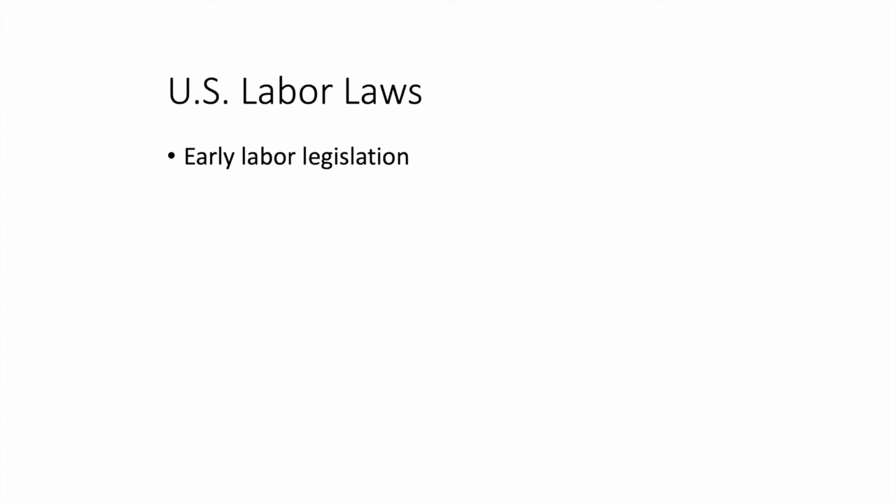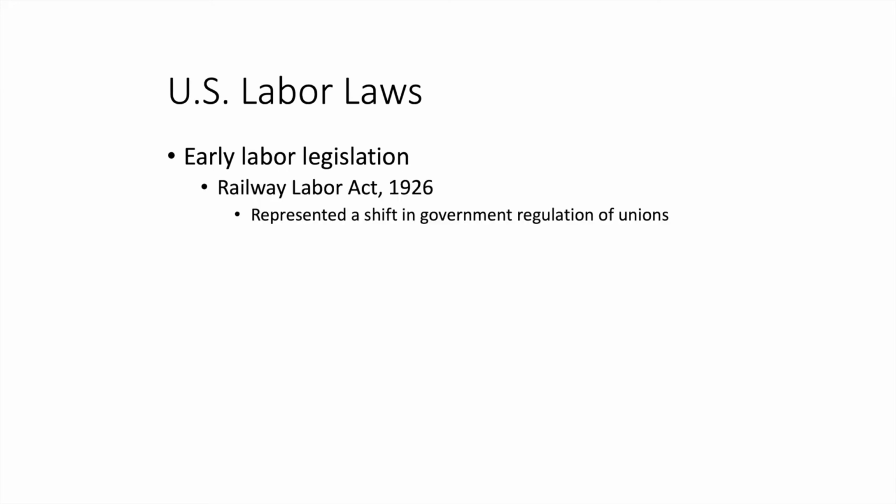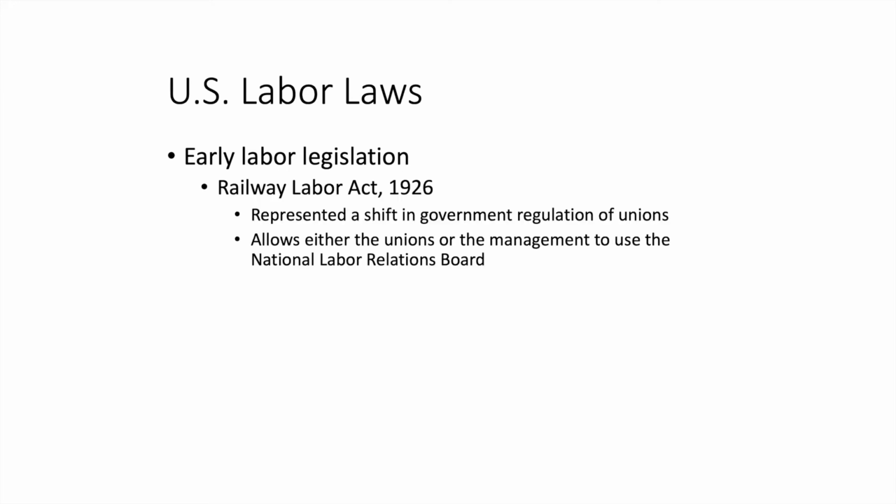Now let's take a look at some of the laws that have evolved when it comes to unions. First, you have the Railway Labor Act, and this was a shift in government regulation of unions. And just to be honest with you, depending on what political party is in place in the White House will depend on whether or not there is support for unions. When you have Republicans in the White House, normally you'll see less support for unions. Democrats are more supportive of unions.